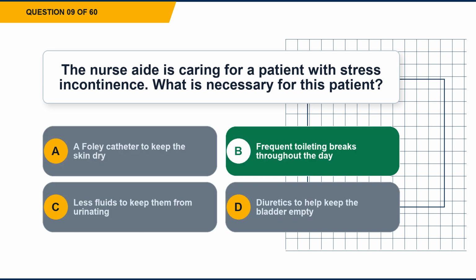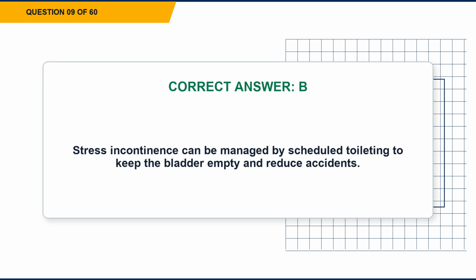The correct answer is option B. Frequent toileting breaks throughout the day. Explanation. Stress incontinence can be managed by scheduled toileting to keep the bladder empty and reduce accidents.